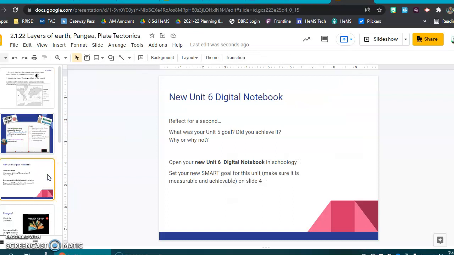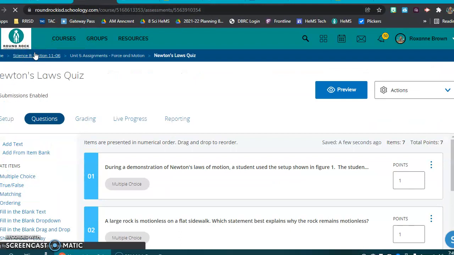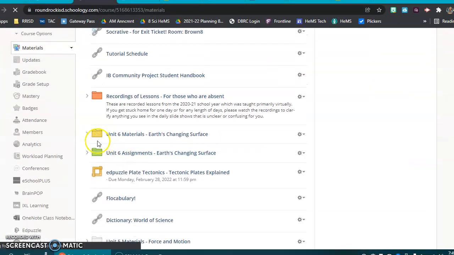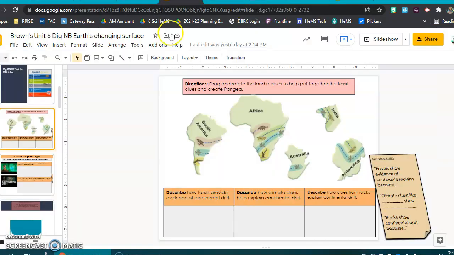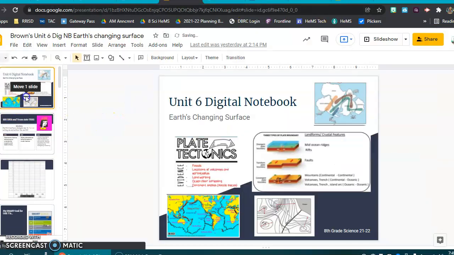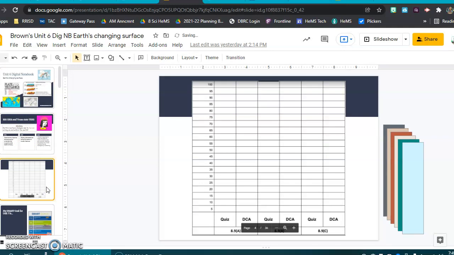So today we're going to start a new digital notebook, and I'm going to show you exactly where that is. We're going to go into assignments, and here in assignments is the digital notebook. You're going to click on that, and you're going to get a notebook that looks like this. This is what we're covering. So here are our big ideas, and here's our chart for documenting our quizzes.